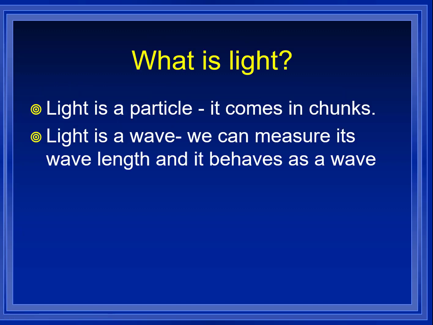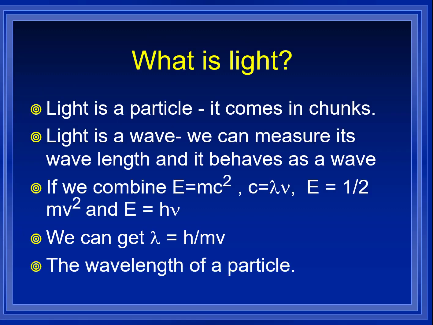A guy named de Broglie used some basic pieces and did substitution. I'm never going to ask you to do this, but I'm going to show you. With substitution, you can get to here: lambda equals h over mv. That's not a nu, that's a v. So that says the wavelength equals Planck's constant divided by mass and velocity. And that means anything that has a mass and has a velocity has a wavelength.